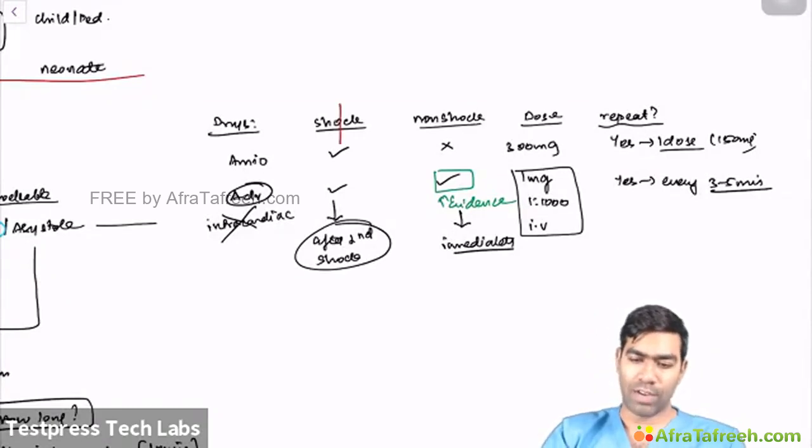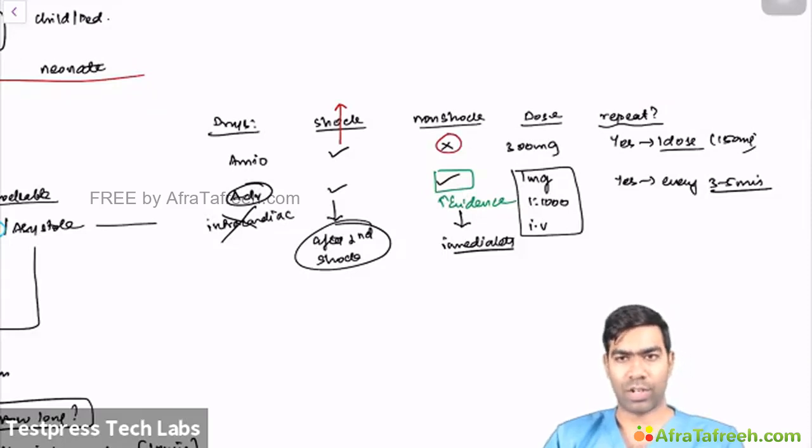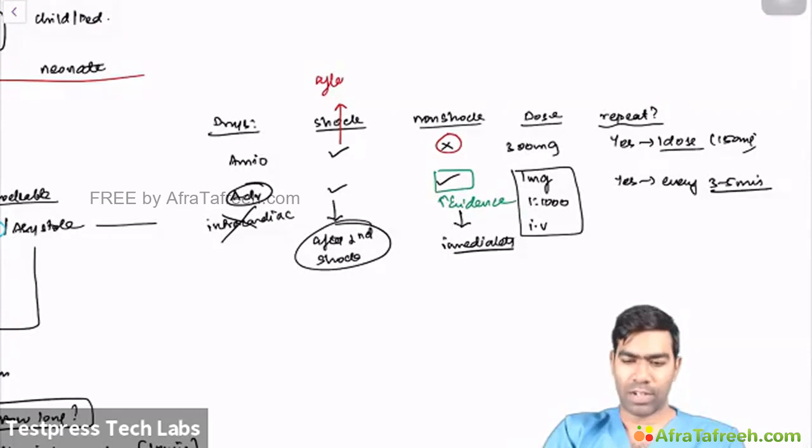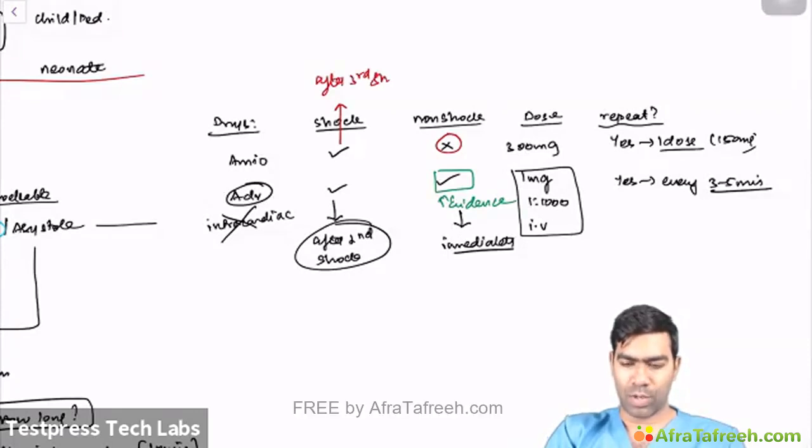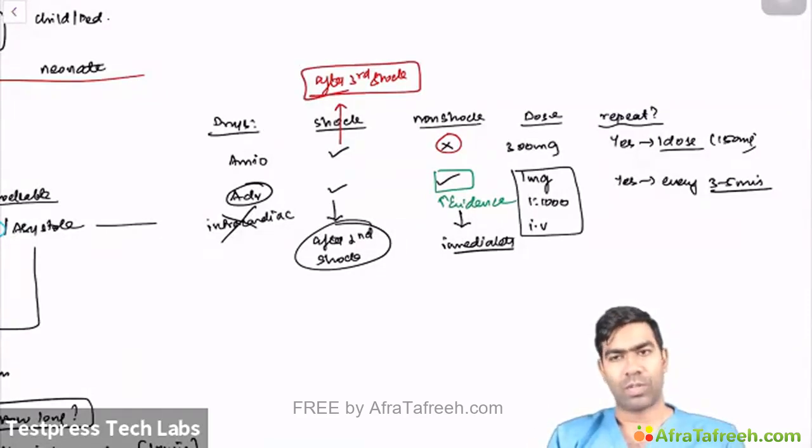If they ask you when you will give amiodarone, amiodarone anyway is not given in non-shockable rhythms. In shockable rhythms, you will give it after the third shock. If somebody asks you what you will be doing after the second shock, you have to tell them I'll be busy giving adrenaline. Clear? What will you be doing after the first shock? You will be busy securing an IV line. Before the first shock, you don't know what's happening. That's all.